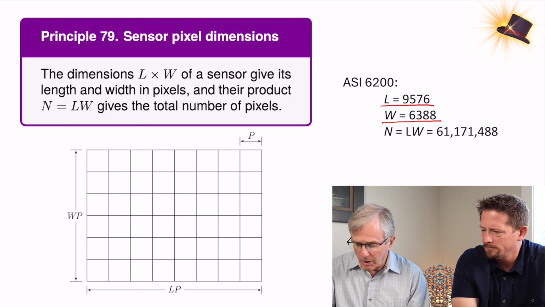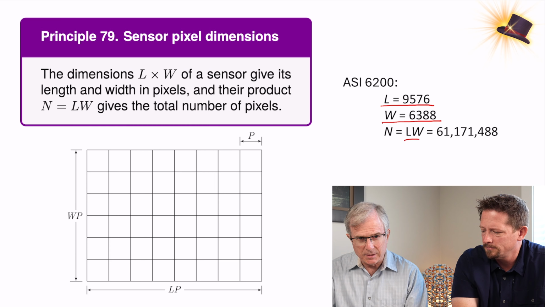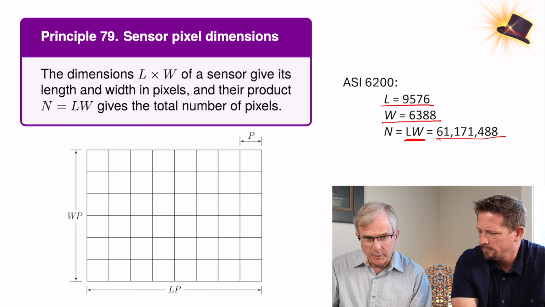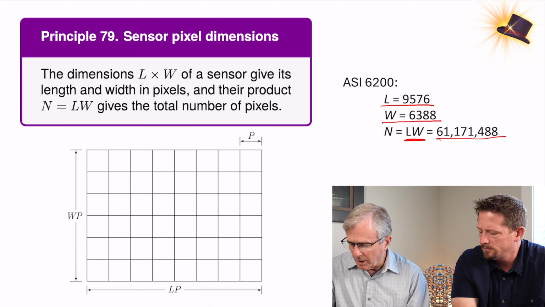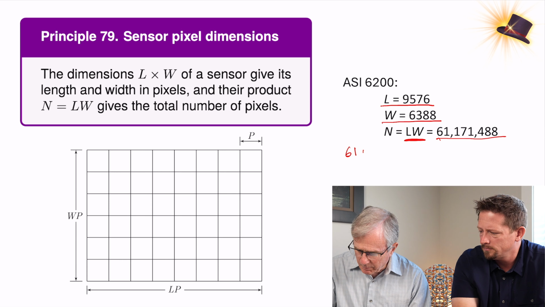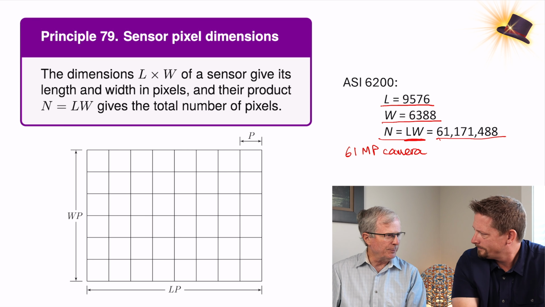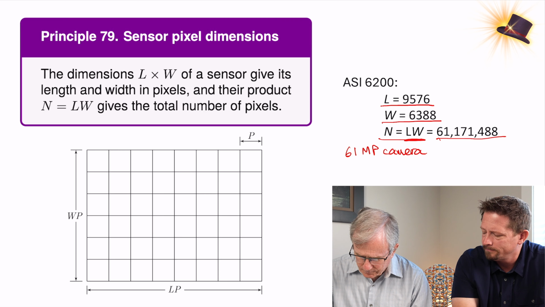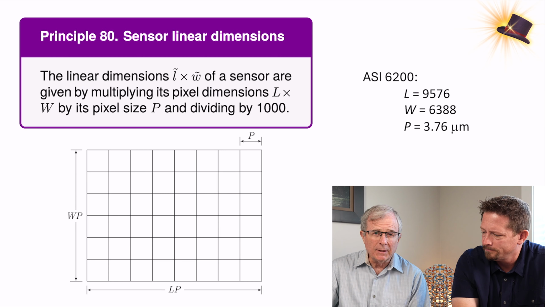6,388. If you want to know how many pixels are on that sensor, you multiply the length by the width in pixels, and you get 61 million pixels on our sensor. That's what they mean when people talk about a 61 megapixel camera. It's just this number, multiplying the length by the width. There's nothing fancy there. That's it on that one.